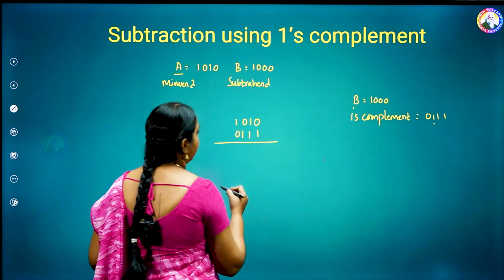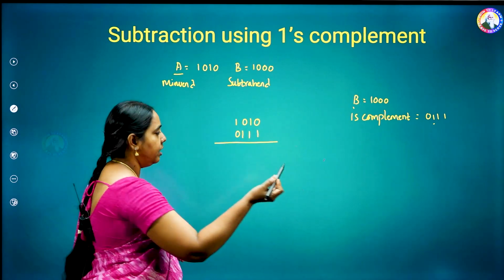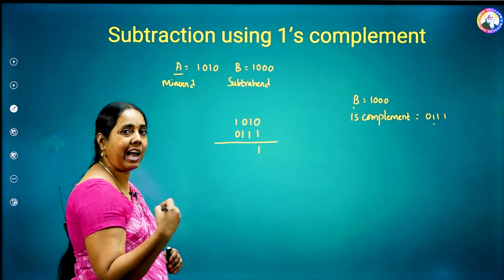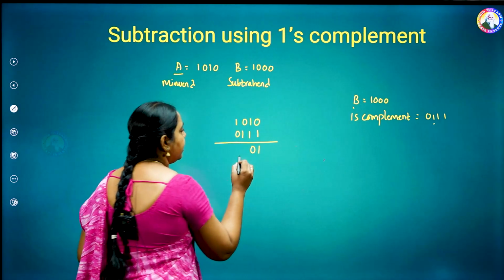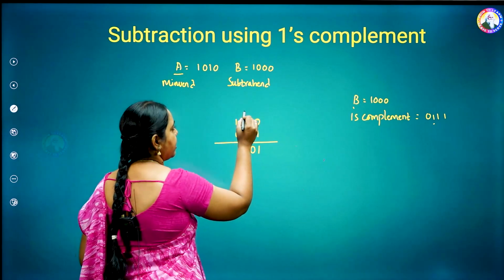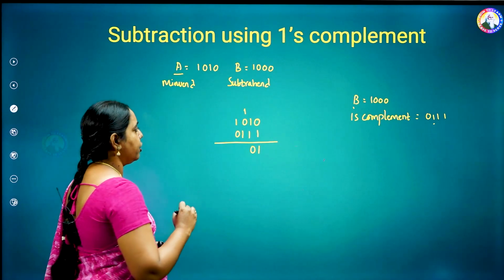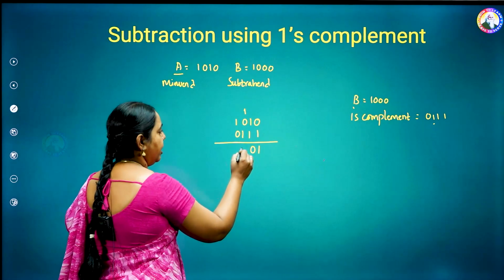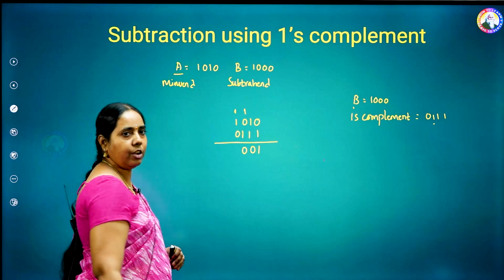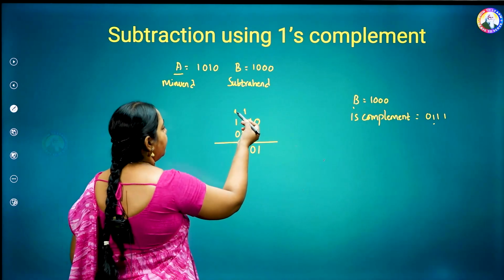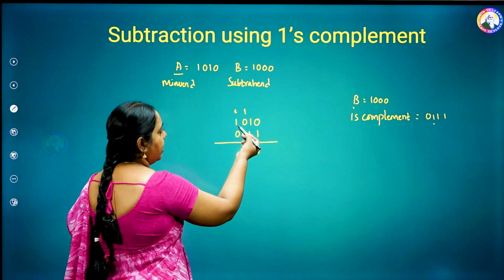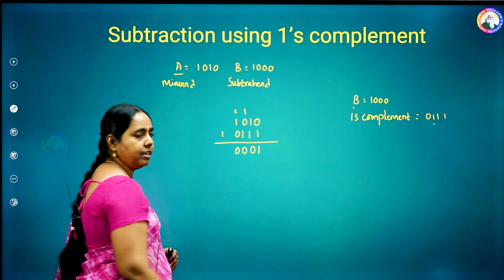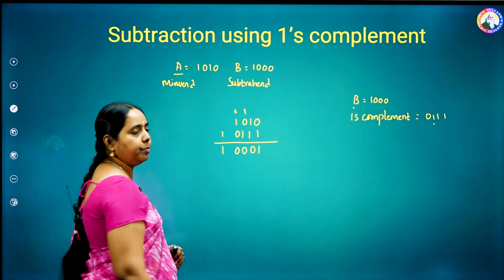If I add this, we follow the addition rule: 0 plus 1 is 1. Then 1 plus 1, the sum is 0, carry is 1. The carry bit we need to add to the next successive bit. Now 1 plus 0 plus 1, again sum is 0, carry 1. Now again 1 plus 1 is 0, carry 1. And 1 plus 0 is 1, and I am getting a carry.